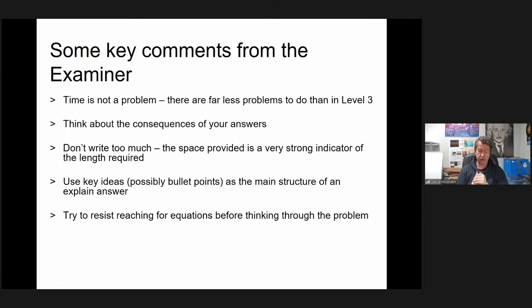What does that mean? You have to think longer. The questions are harder. So time is never a problem. Spending the time thinking is the problem. People need to actually be able to do that.